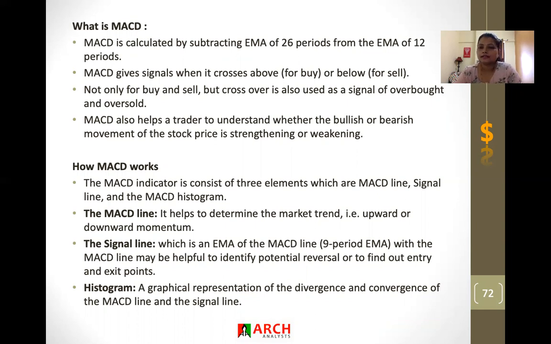So what is the MACD line? The MACD line is nothing but the difference between the 12 period faster moving average and the 26 period slow moving average. The MACD line formula is the 12 period exponential moving average minus the 26 period exponential moving average. That gives you the MACD line.